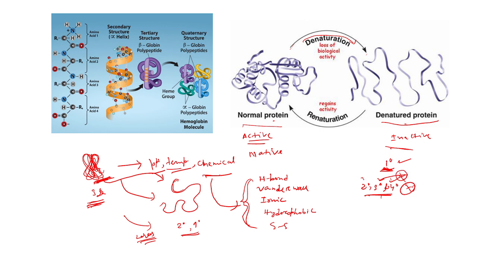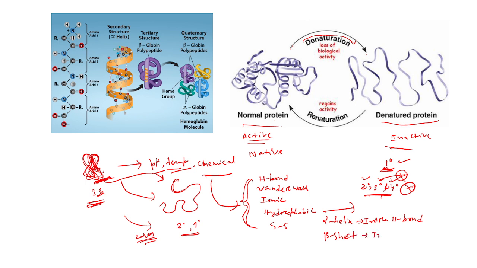In the secondary structure also, like in the alpha helix, in the previous slide we studied that in the alpha helix, intra hydrogen bonds are present and they maintain the alpha helix. Like that in the beta sheet.